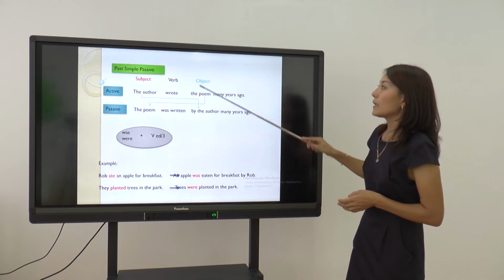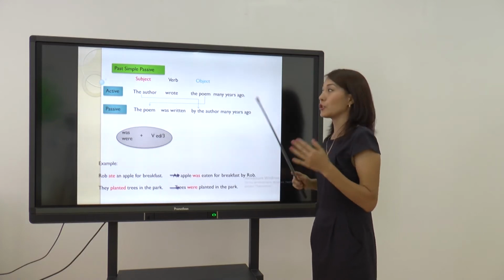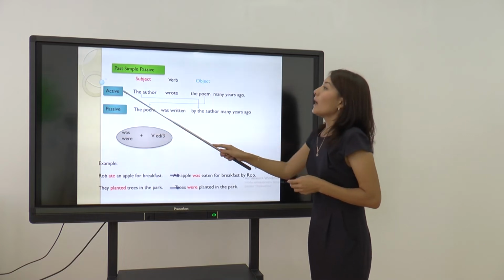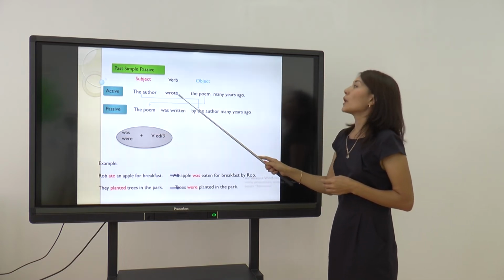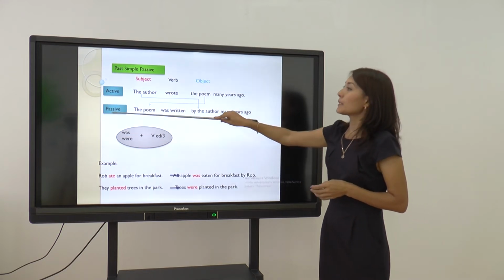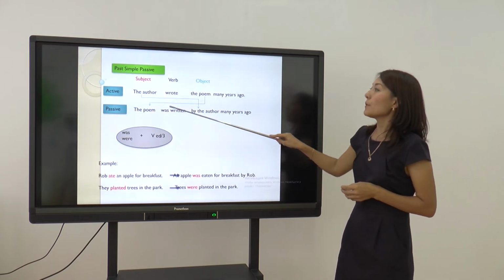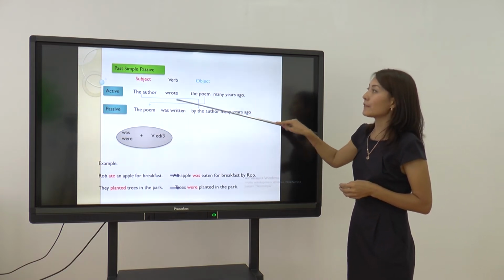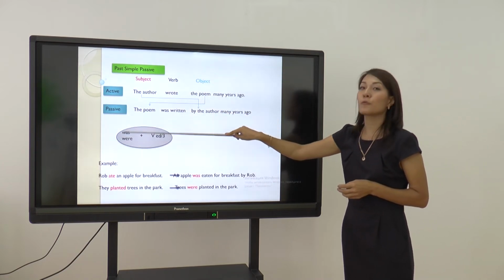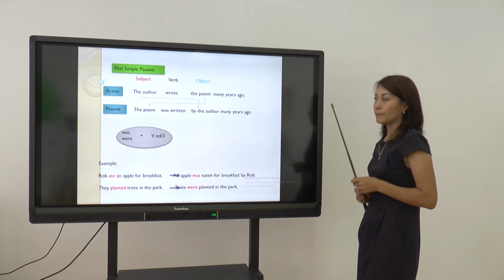How do we form it? Yes, the construction is the same, but what should we change? We change our verb to be, yes? Active. The author wrote the poem many years ago. As always, we start our passive from the object. The poem was written, as this verb is in passive, so we use here the passive form of to be, yes? Was written by the author many years ago.